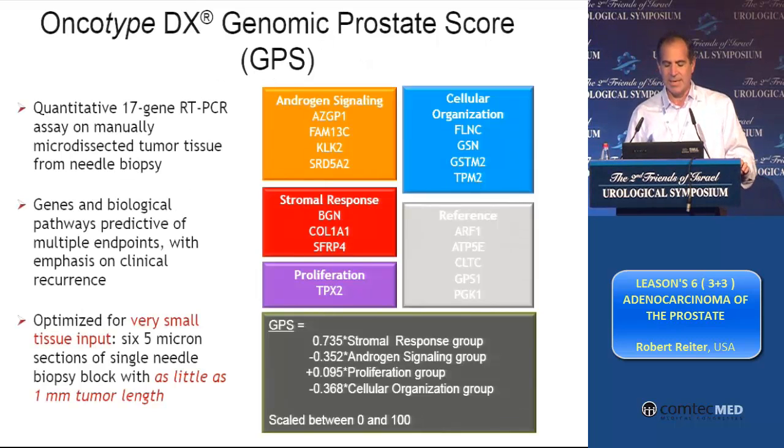So Oncotype DX gives what's called a genomic prostate score, but basically it's a 17-gene molecular assay looking at RNA expression of these genes. One of the nice things about it is it's not just focused on proliferation, but it encompasses a number of the molecular hallmarks of cancer. These are genes and biological pathways that have been identified as predictive of a number of different endpoints in the past, and then basically discovered and put into this test by Genomic Health. It's actually a pretty cool test because you can do this on a biopsy with as little as 1 millimeter of cancer. So it's actually a technological tour de force that the company was able to develop this.